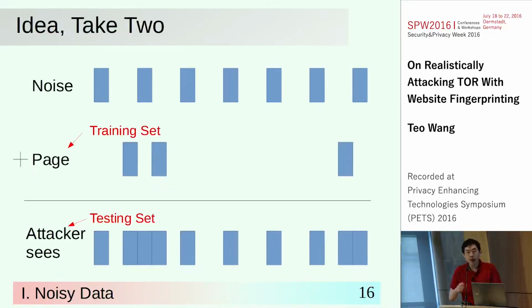Well, here's another idea. Instead of doing that, how about instead of training on the original page set, what if we just train on the set with noise?